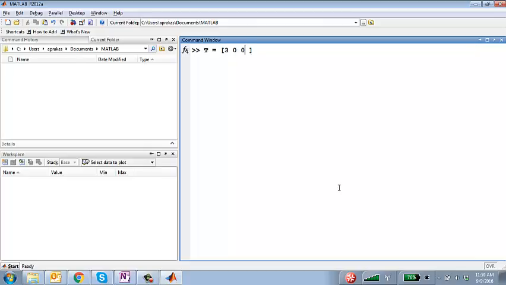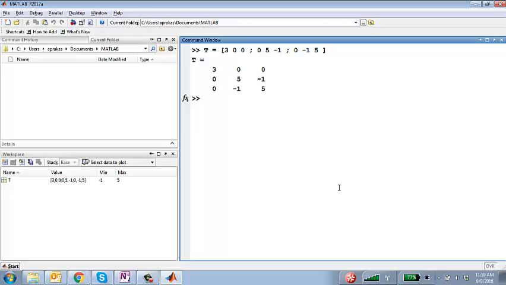That's the first row. To end the row, we have a semicolon. The next row is 0, 5, minus 1. And the next row is 0, minus 1, and 5. And if I do that, I get the matrix T defined, the same matrix that I have. Also note that when I do that, there is something called the workspace in MATLAB.